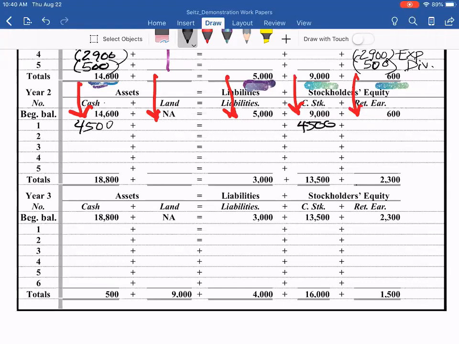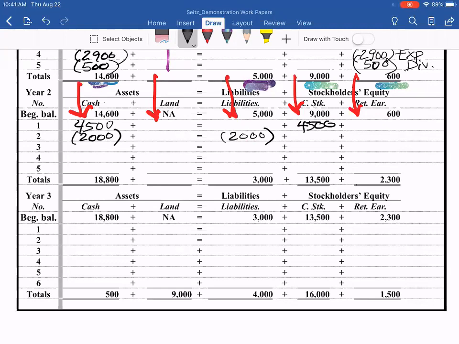Transaction 2, the company paid $2,000 to reduce those liabilities. So cash outflow, I'm going to decrease my cash, but I'm also going to decrease my liabilities. So if you look at it from a horizontal calculation, every time I do a transaction, my accounting equation still balances.